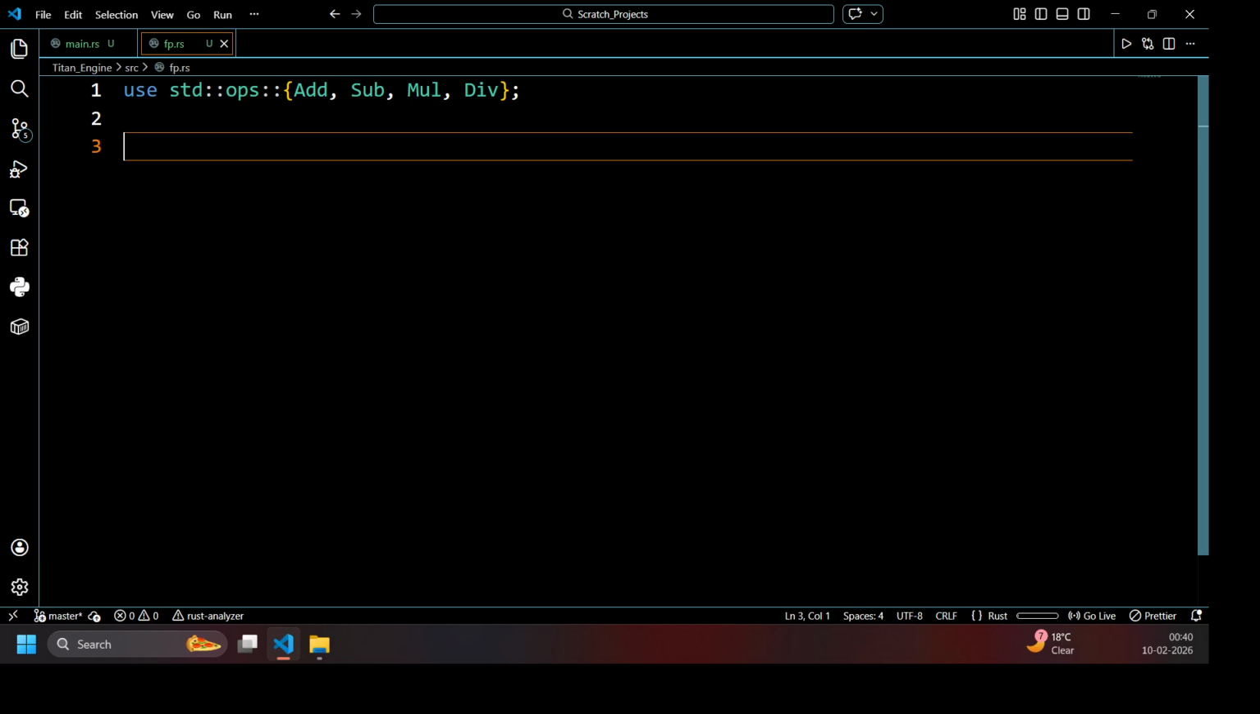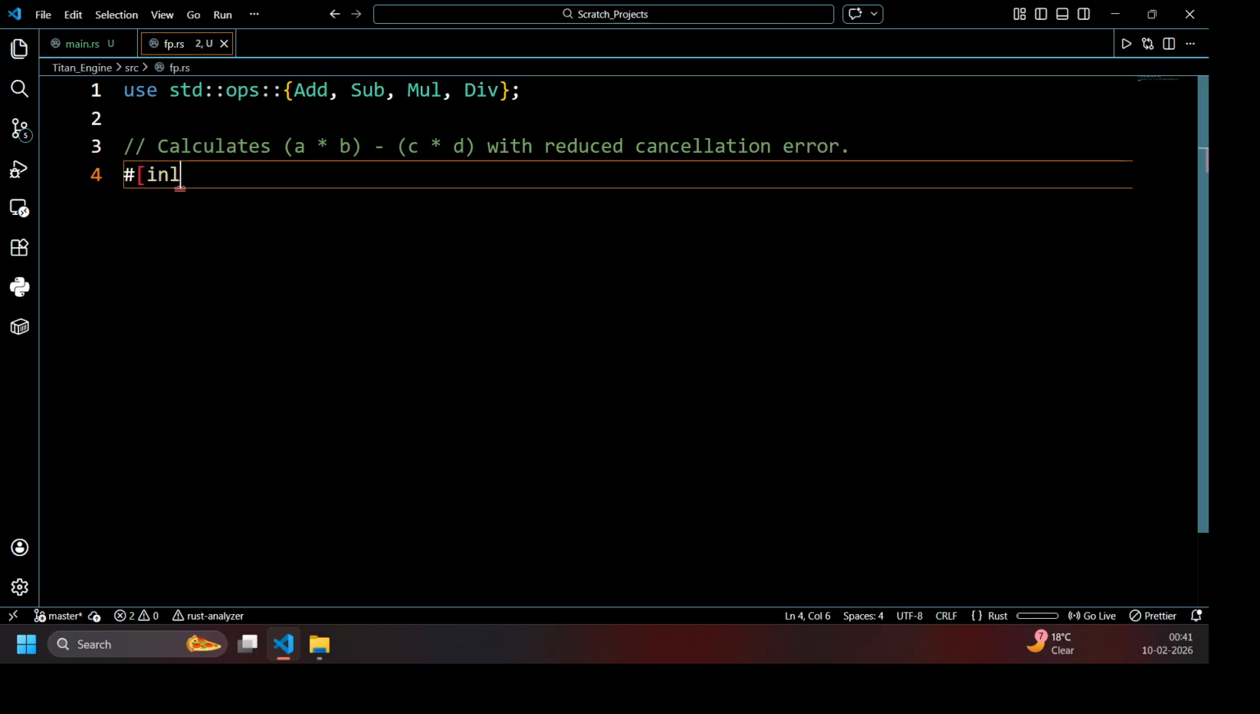And now we face the first boss battle. The source document lists a function called difference of products. This is a deceptively simple-looking problem. The mathematical goal is just to calculate A times B minus C times D. Right, so if you were just writing this in a hurry, what would you type? No thinking, just type. I'd probably just write a*b - c*d. Done. Ship it. And for 90% of the numbers you throw at it, that would be fine.